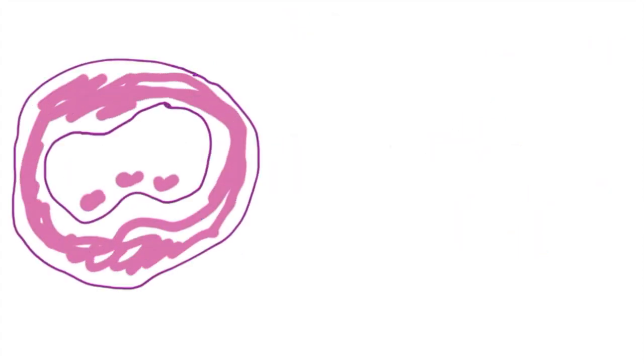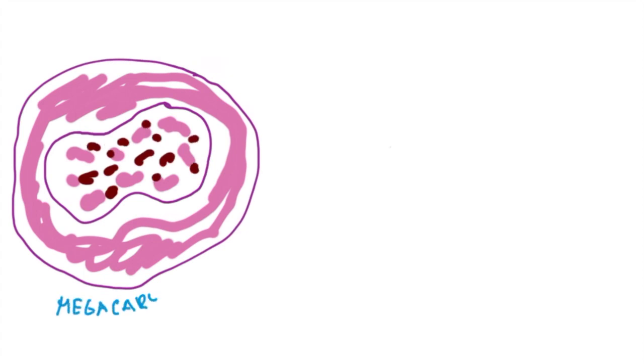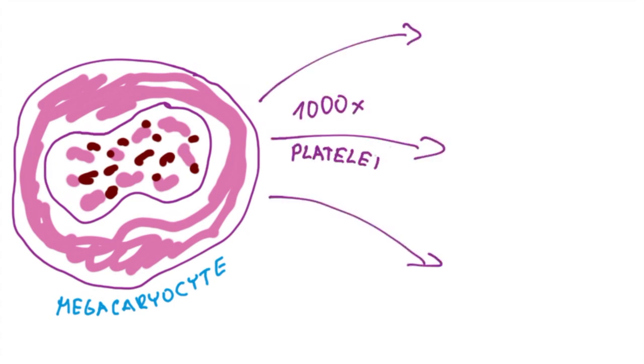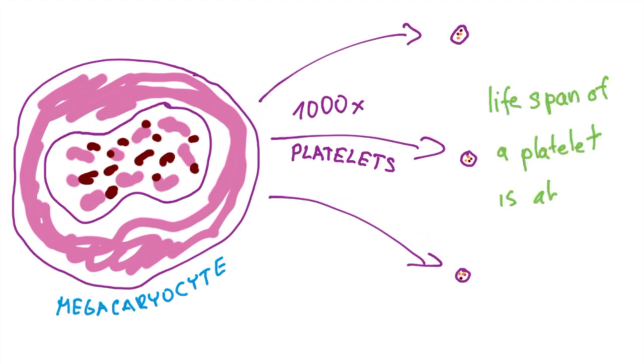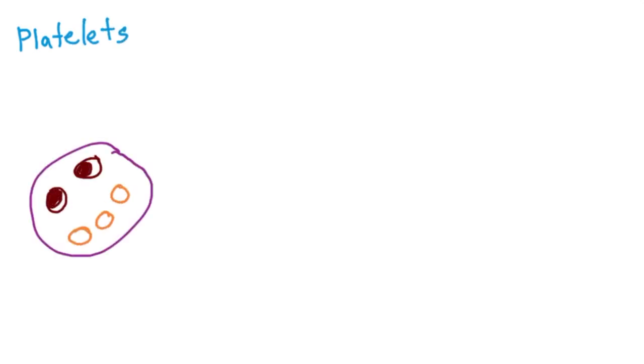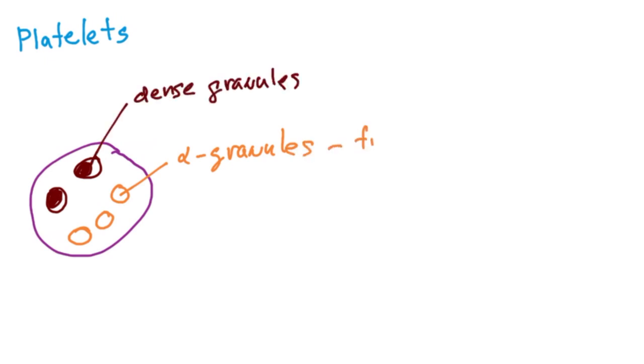Platelets are made out of megakaryocytes, through their disruption. One megakaryocyte, through its disruption, is able to produce about 1,000 platelets. The lifespan of a platelet is about 10 days. In platelets, there are more types of granules, but the ones I want to mention are alpha granules and dense granules. The alpha granules store fibrinogen, von Willebrand's factor, and factor V. The dense granules store ADP.